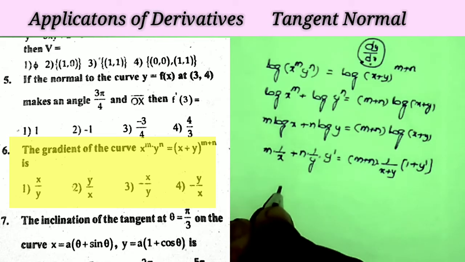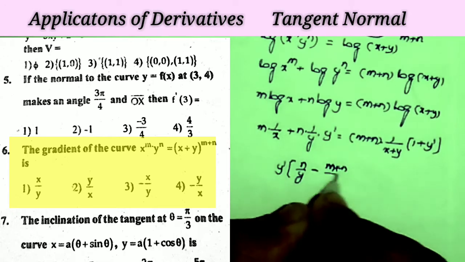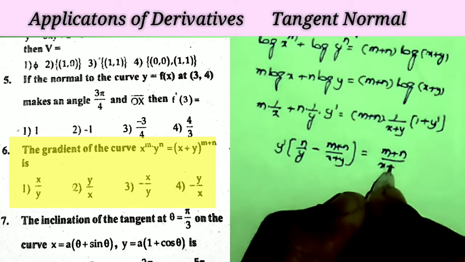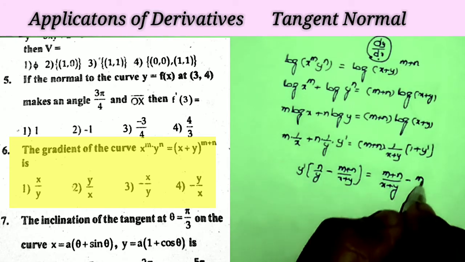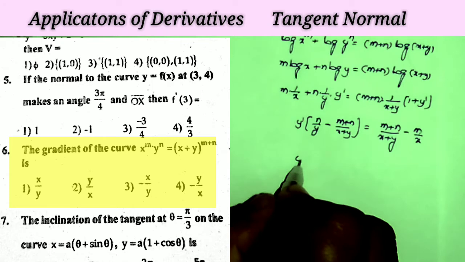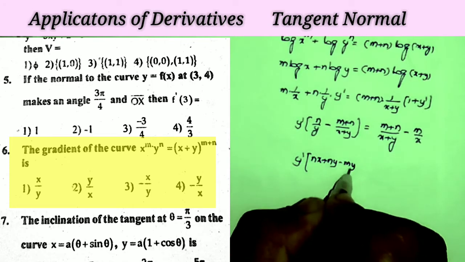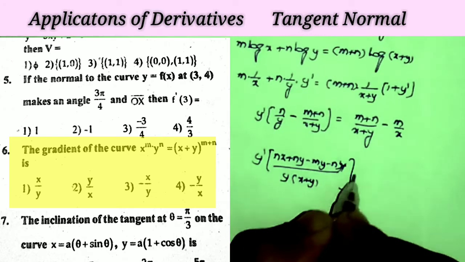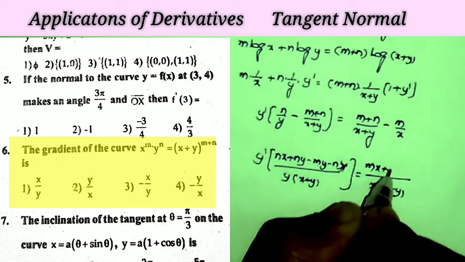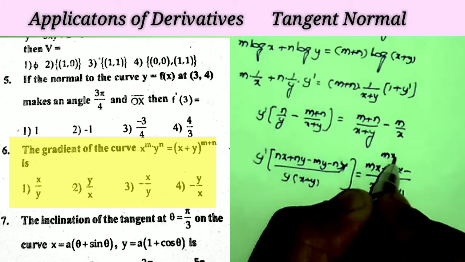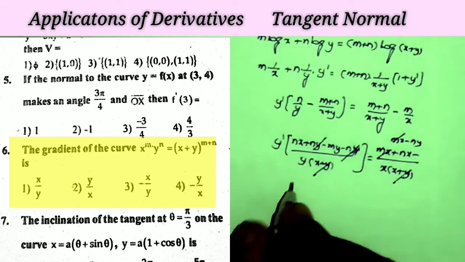So here taking y dash common, then (n by y minus (m plus n) by (x plus y)) is equal to, writing the remaining two values at this side, (m plus n) into 1 by (x plus y), that is (m plus n) by (x plus y) minus m by x. Now taking the LCMs, that is y dash into (nx plus ny minus my minus ny) by y into (x plus y) is equal to, here also taking the LCM, x into (x plus y). Now this is mx plus nx minus mx minus ny. Now here mx and mx get cancelled, here ny and ny get cancelled, also x plus y is cancelled.